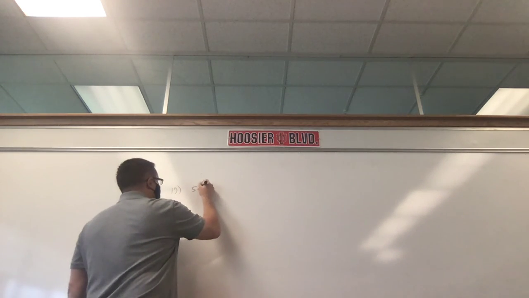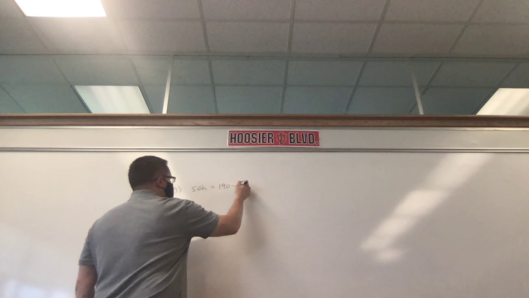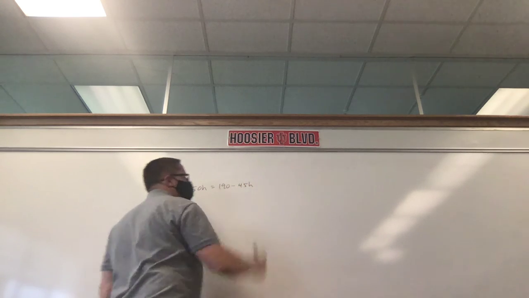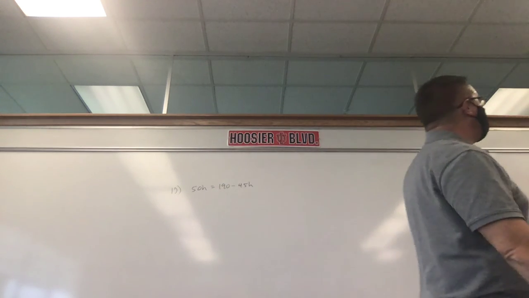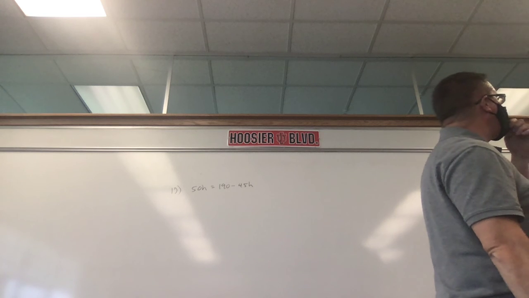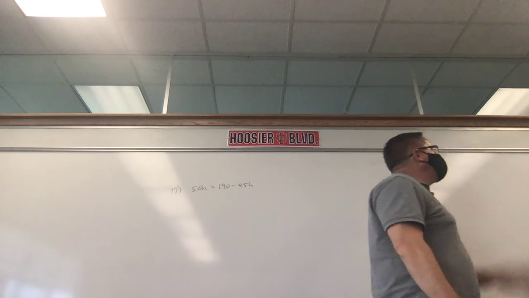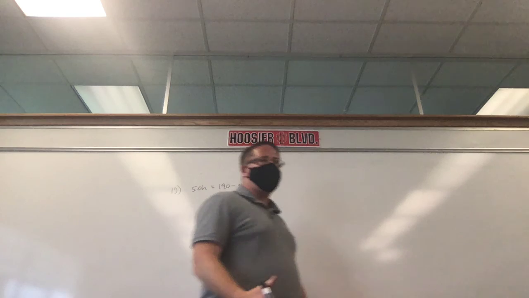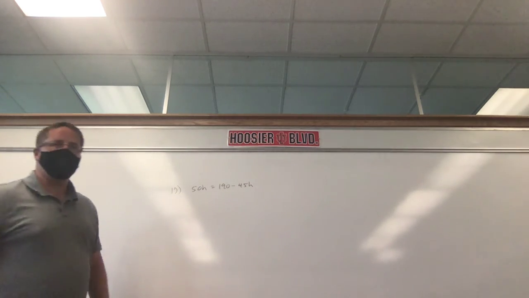minus 45h. 190 minus 45h represents the number h of hours until you and your friend meet. They want to know when you will meet. So after h hours, you'll meet. So you're just basically solving this equation.